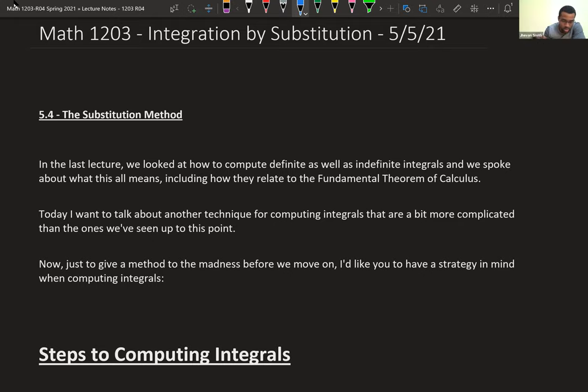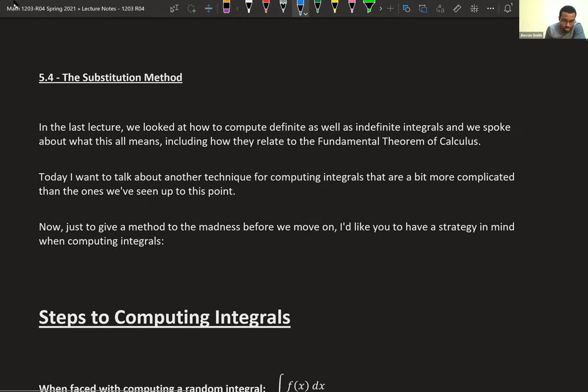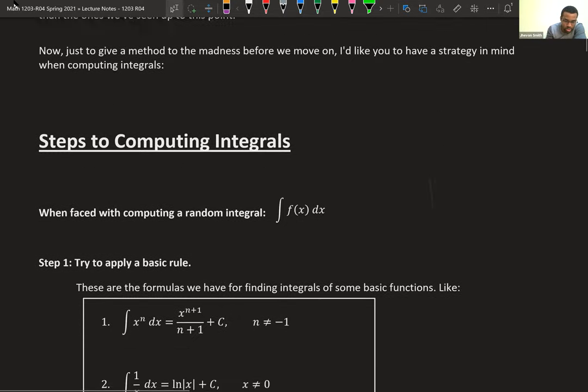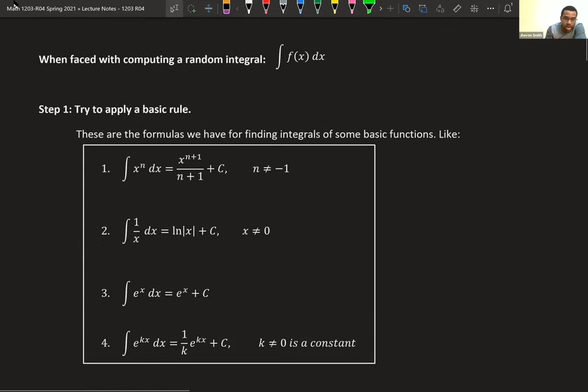So let's actually look at that. Steps to compute integrals, right? So you're faced with a random integral, integral of f of x dx. How do you actually go about computing it? Well, for us, just like with limits where we had a bunch of steps where here's what you try first, here's what you try second, here's what you try third, we're going to have these with antiderivatives as well. So the first thing you need to try to do is try to apply a basic rule. So you're going to look at the thing that you have and does it look like a basic rule? Yeah, if yes, you can apply it.